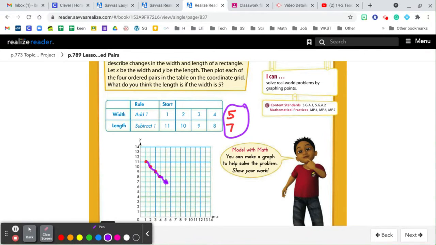And if I asked you what would be the width when the length is 10, if we continue our line, we will see that when the width is 10, the length will be 2. So let's continue on.